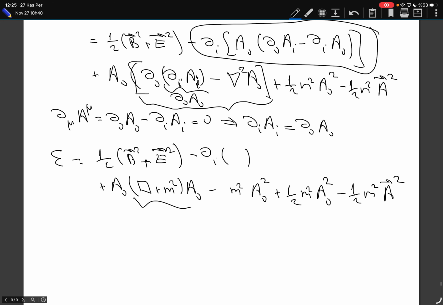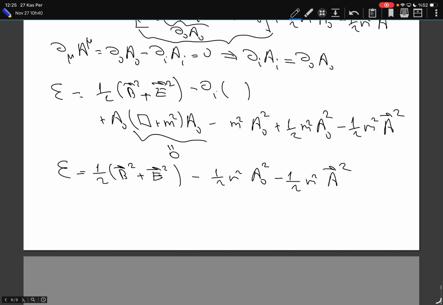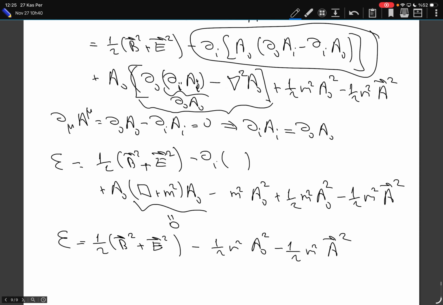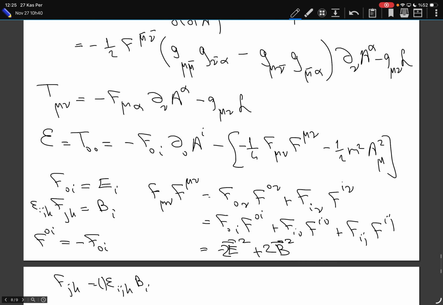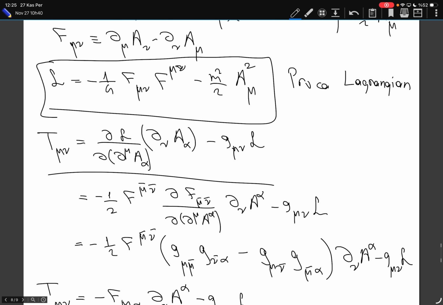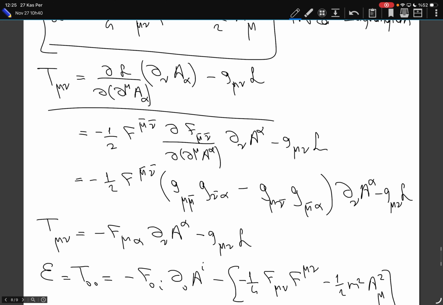You say this is equal to 0 by equation of motion. I end up having 1 over 2 b squared plus e squared minus 1 over 2 m squared A0 squared minus 1 over 2 m squared A squared. Okay, I have a sign problem. These terms should be positive, both of them. Well, the easiest guess would be just to set m squared to minus m squared, but that is not something I would like to do.